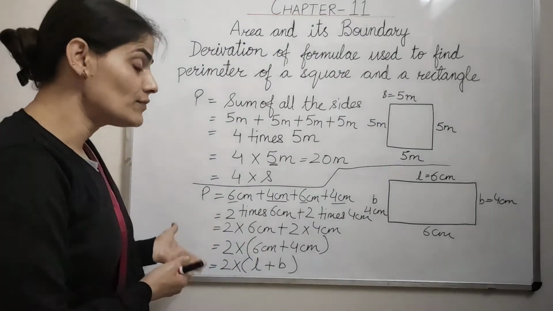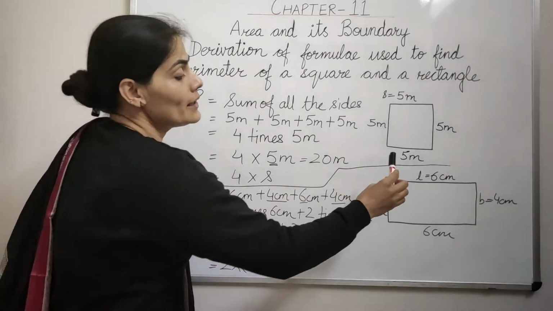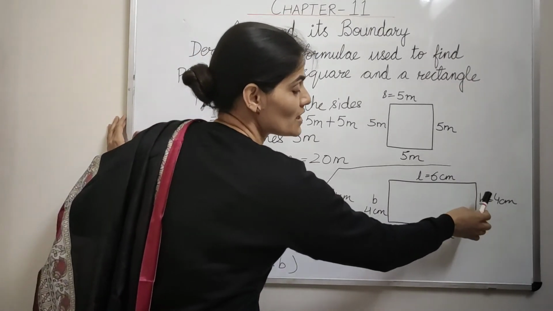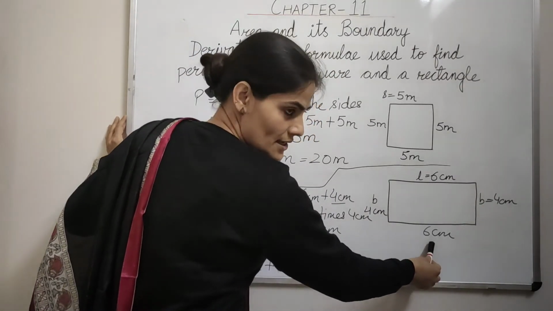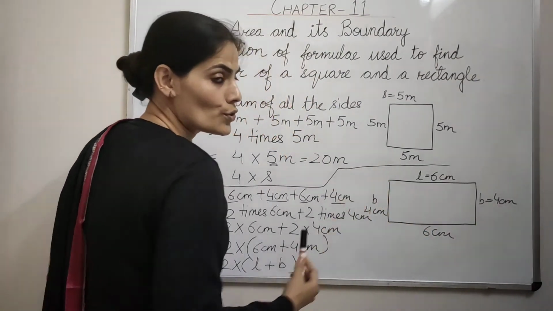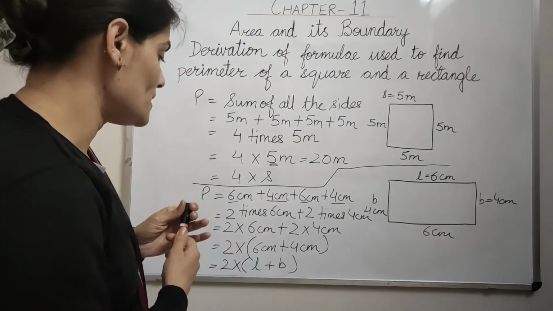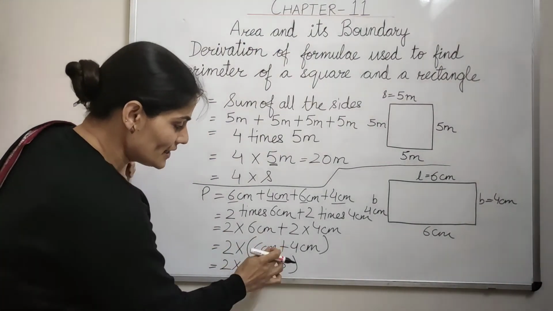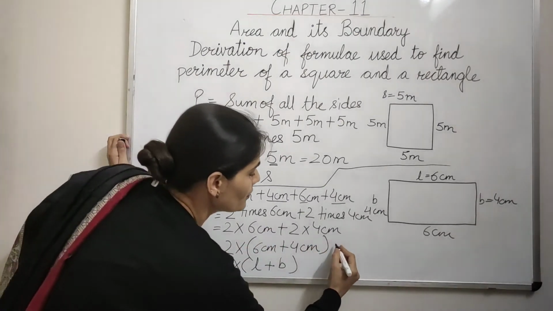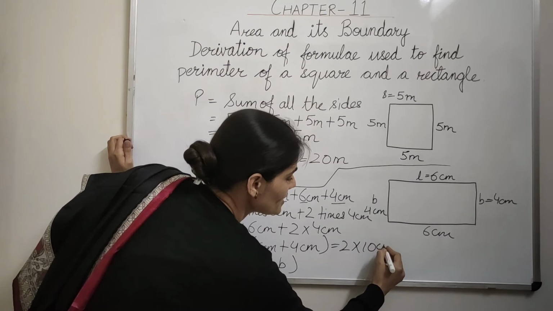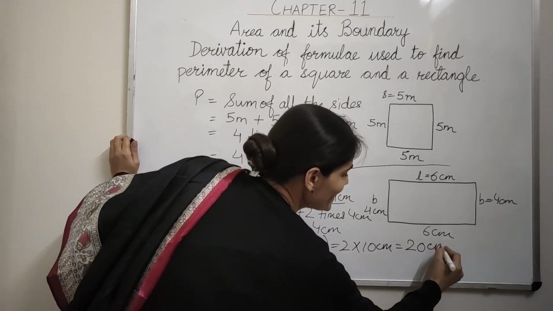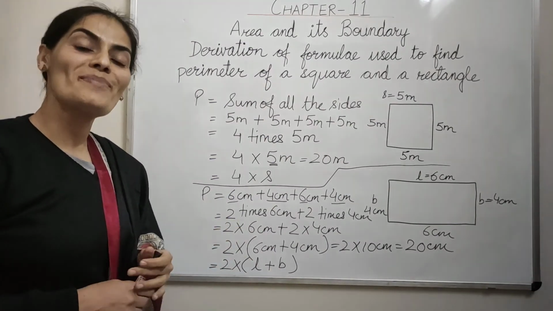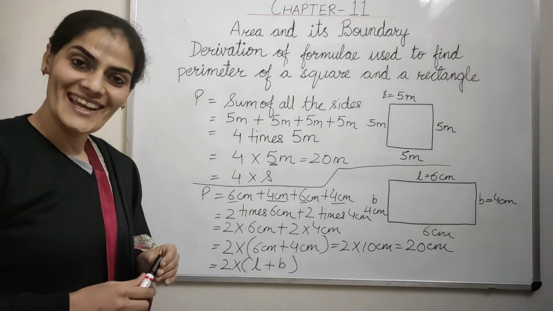Let's check whether we derived the right formula or not. We'll add to find the perimeter. That means the sum of all the sides. 6 plus 4 is 10. 10 plus 6 is 16. 16 plus 4 is 20 centimeter. And if I check here, 6 plus 4 is 10 centimeter, and 2 into 10 centimeter gives you what? 20 centimeter. So this is how the formula of finding the perimeter of a rectangle originated.